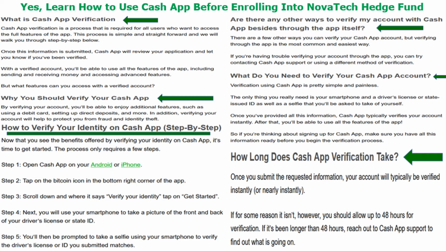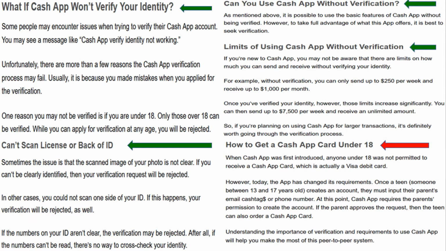How long does it take to verify Cash App? In some cases it takes 2 days, 2 hours, and some days it takes longer, depending on you and how your information is that Cash App is asking you to give. So that information has to be in the posture that Cash App wants to see it. Now, what if Cash App won't verify your identity? Well, they will if you give them the information that they're asking for.